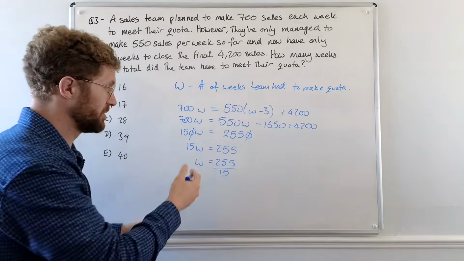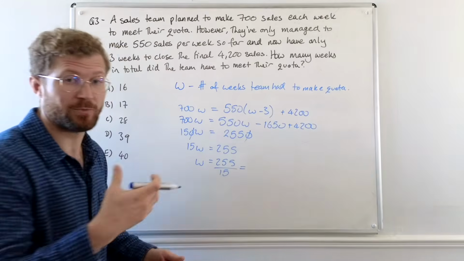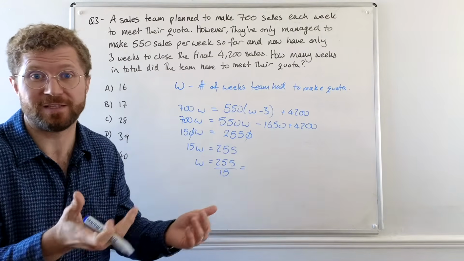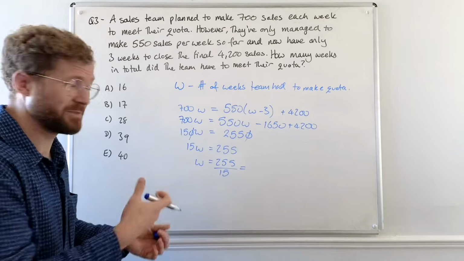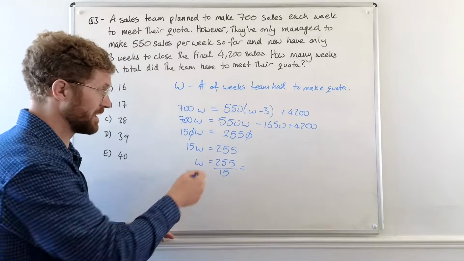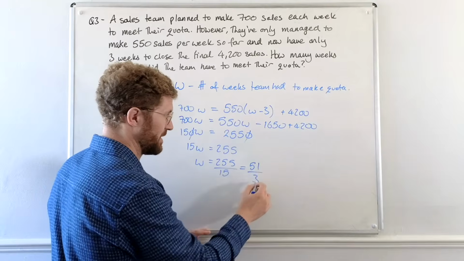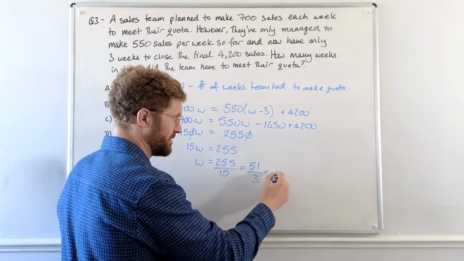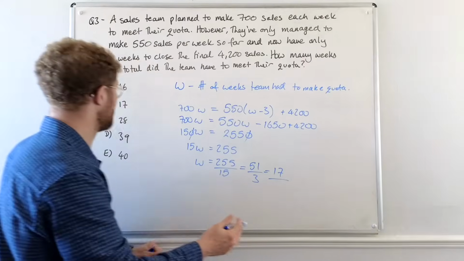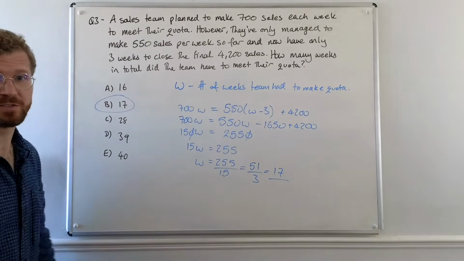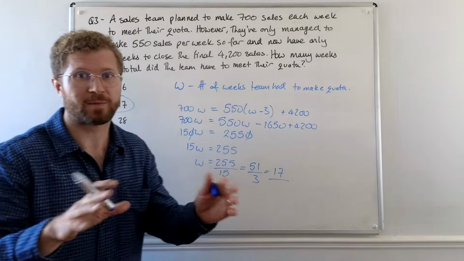What we could do here is say, well, I don't want to do that in one jump. I know 15 divides by 3, it divides by 5. Let's divide both of these by 5 first and see what we get. So 255 divided by 5, that's going to give me 51, and I'm over divided by 3, and then 51 divided by 3 is going to give me 17, which means the answer to this question is going to be B.